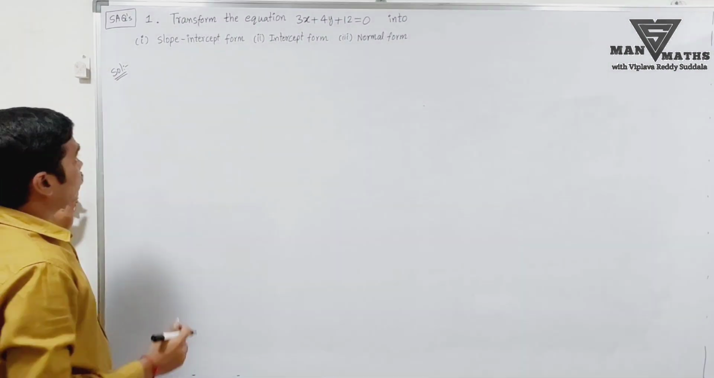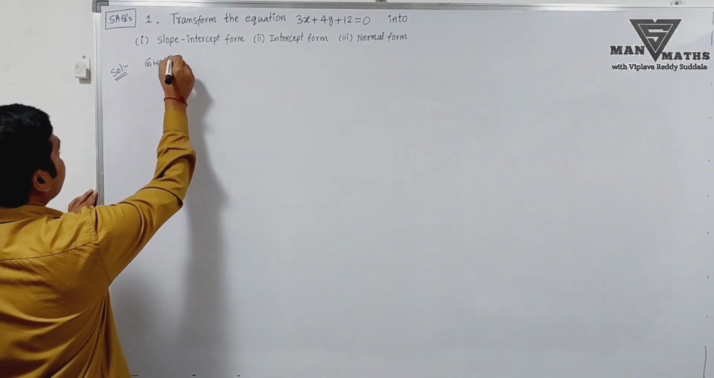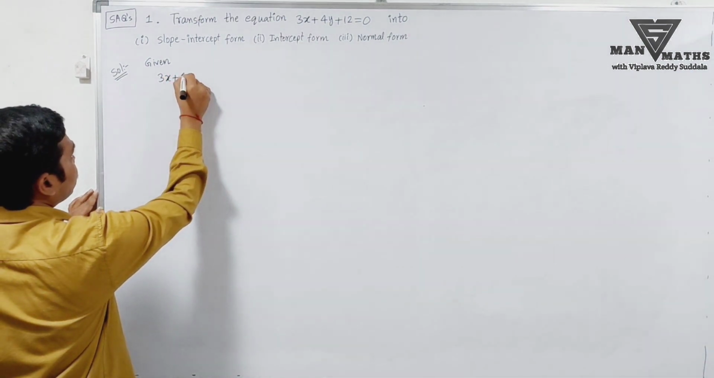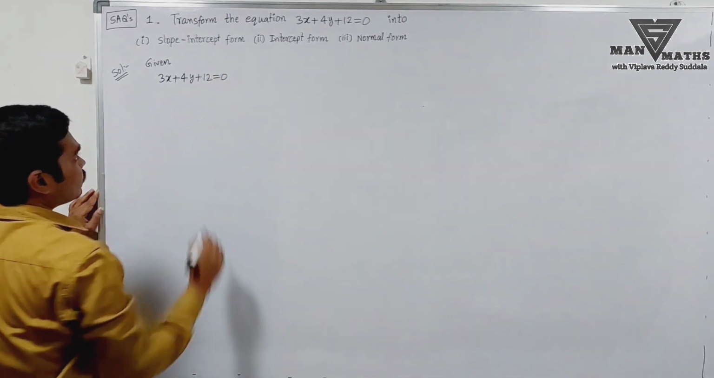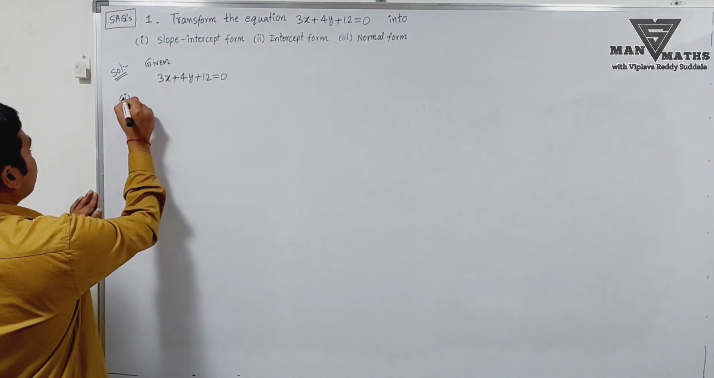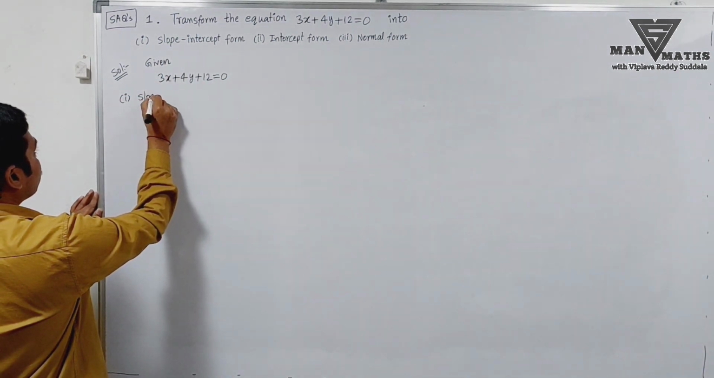Now, solution of the problem. In this problem, what is the given equation? The given equation in the form of ax plus by plus c equal to 0, that is 3x plus 4y plus 12 equal to 0. First of all, what is the first form? You have to convert the equation into slope intercept form.